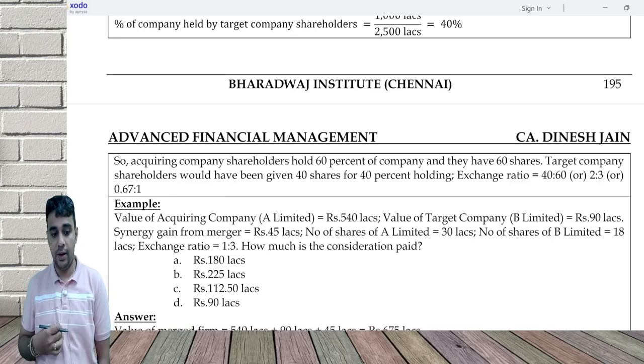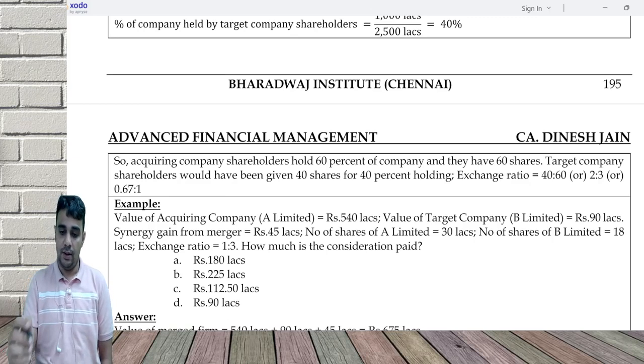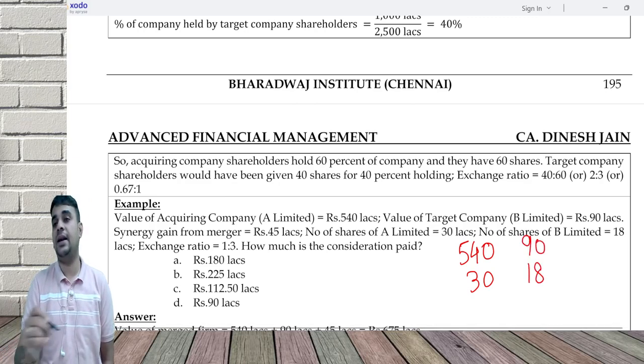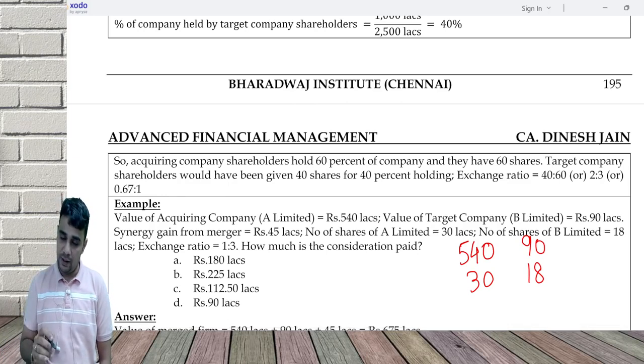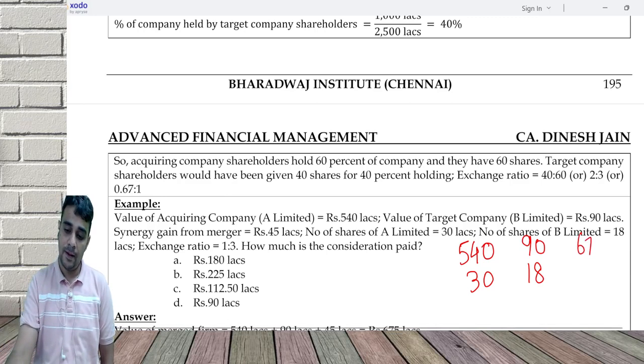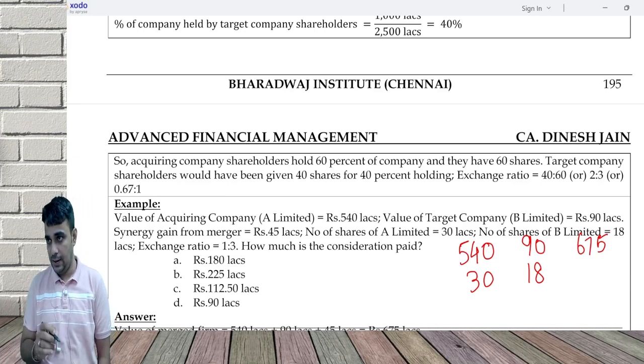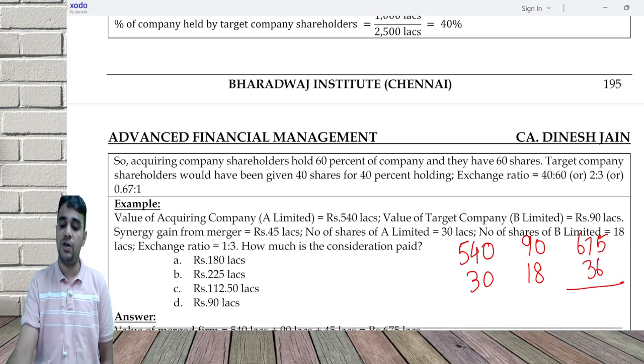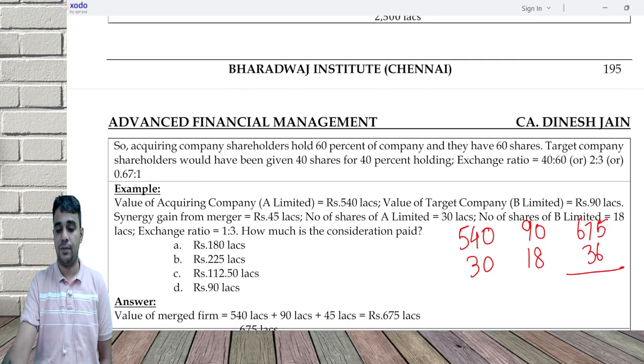Okay. AC is 540, 30 lakh shares. TC is 90, 18 lakh shares. Merged is 540 plus 90 plus 45. Number of shares is 30 plus extra 18 into 1 by 3, which is 36. Post merger price is 675 by 36. How much?